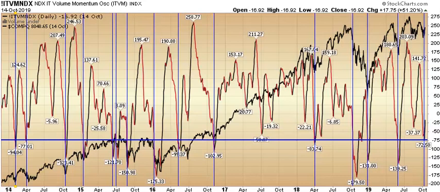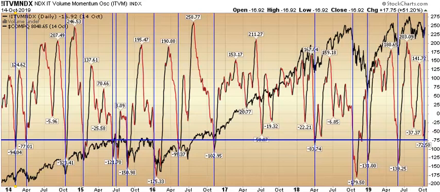Today we're going to cover the Nasdaq Intermediate Term Volume Momentum Oscillator. This was developed by Carl Swenlin over at StockCharts, and it was intended to give a new perspective of volume similar to what's offered by the Intermediate Term Breadth Momentum Oscillator for breadth.